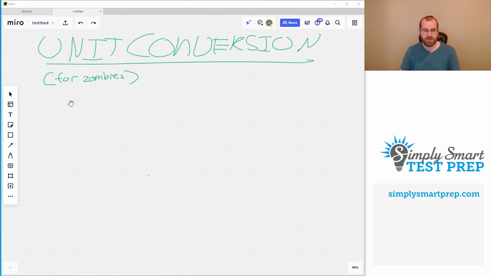So first, what is unit conversion? Well, you're converting one unit to another, duh. And you do that by multiplying the unit by a proportion that equals 1. And the proportion is made up of some combination of those units. That's a lot. Let's actually go through an example.